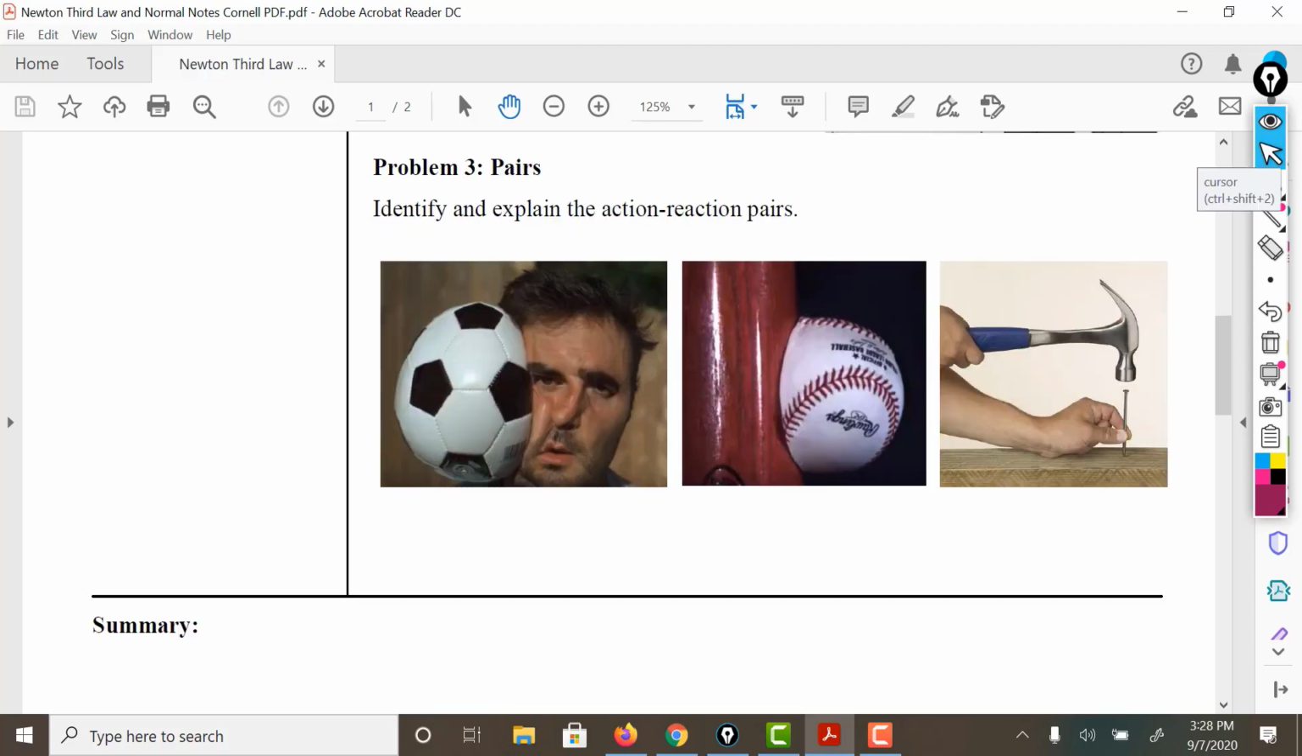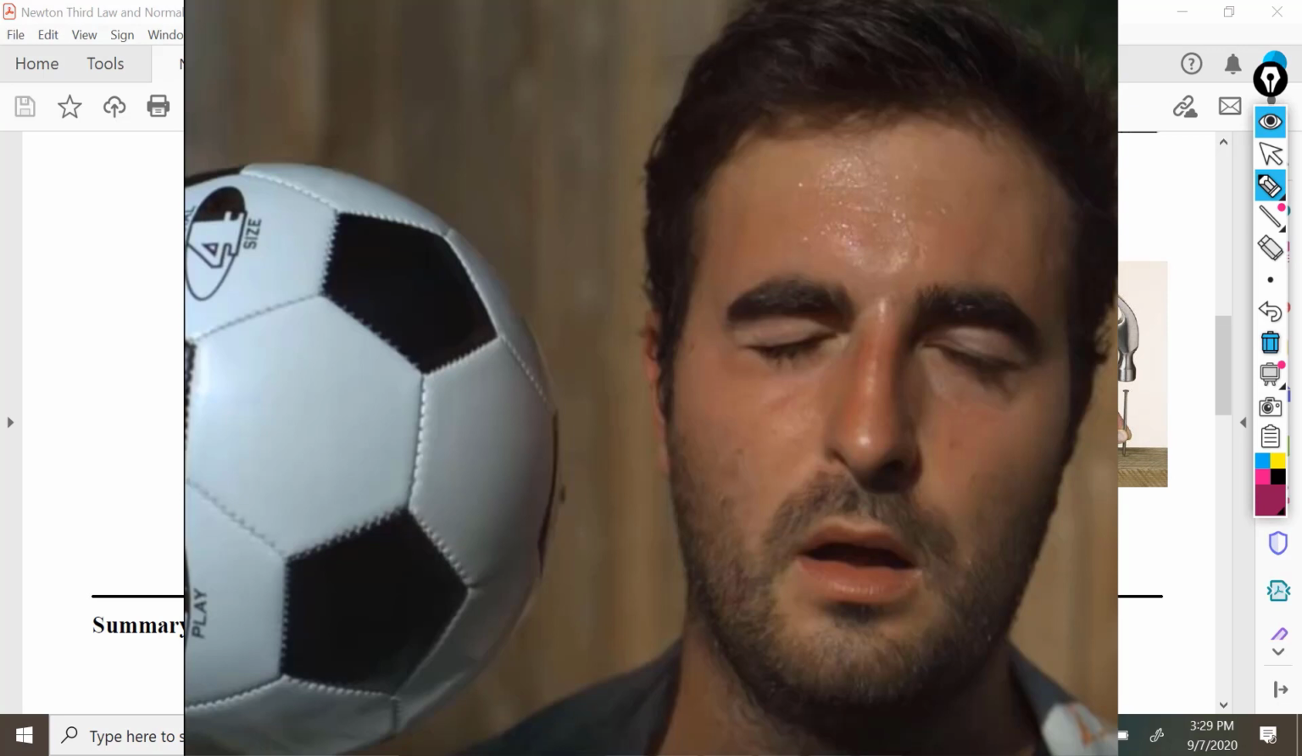Problem 3, here are some interesting action-reaction pairs. In the first case, you'll notice that the ball is hitting the player's face. Now you know that noses don't do that, or faces for that matter, or skulls for that matter, right? But you also notice that soccer balls don't look like that. So what's happening is Newton's third law, okay?